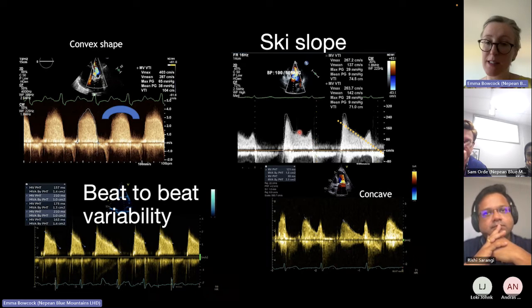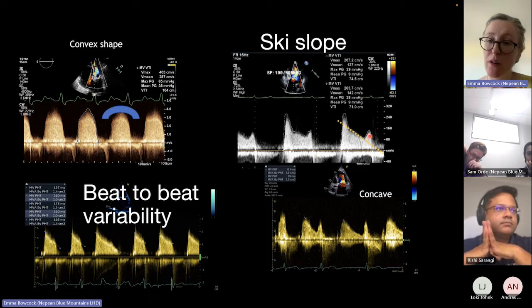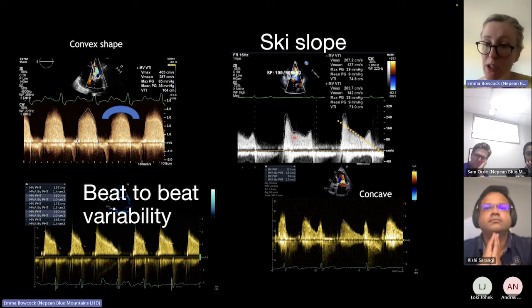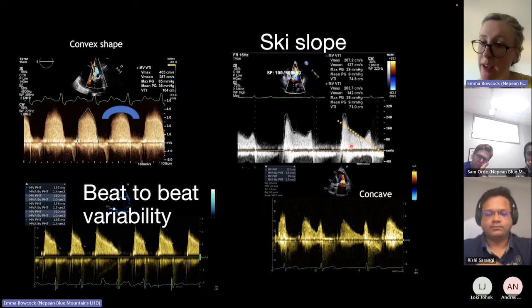And then if you've got this ski slope appearance, which is not that uncommon, especially if they're still in sinus rhythm, then don't measure your pressure half time from this initial peak. Measure it from this middle one here, just where this yellow dashed line is. So start from here and measure the slope there, is what's recommended. And this is a common question in the exams. There's a line drawn from there to there.